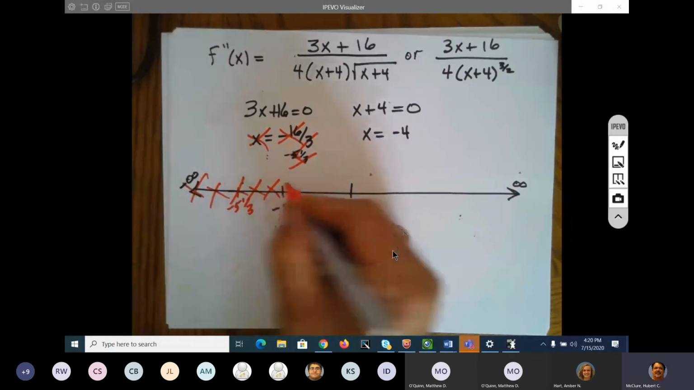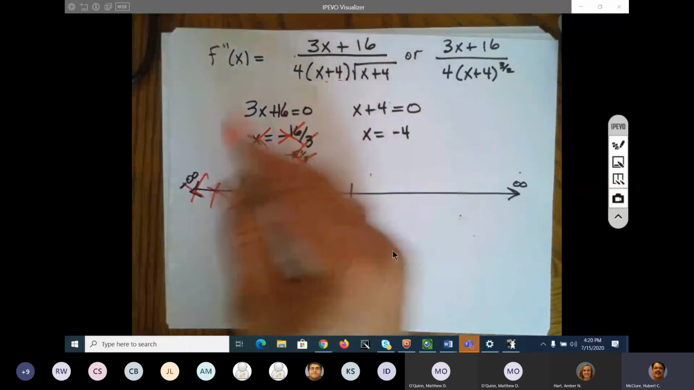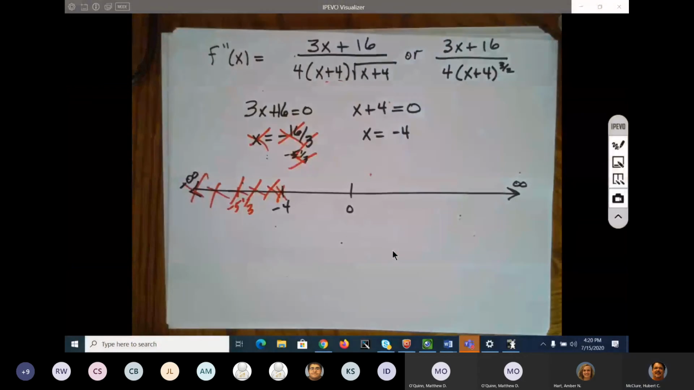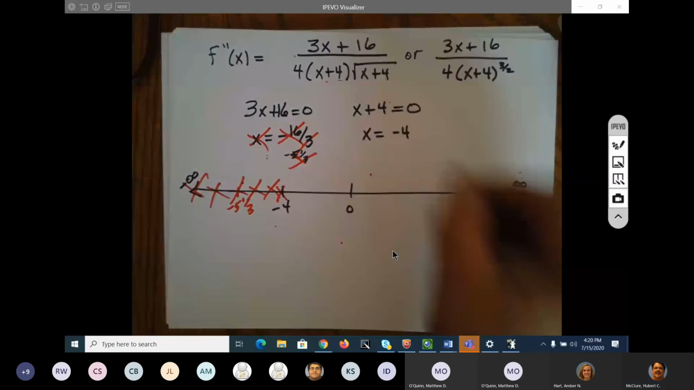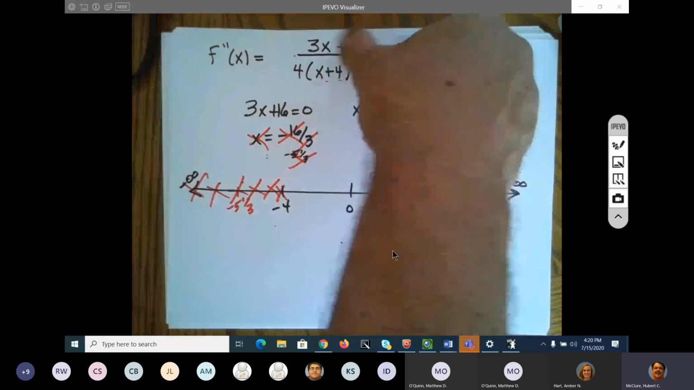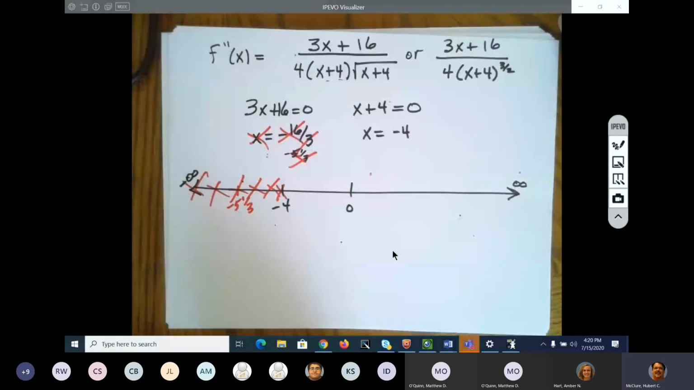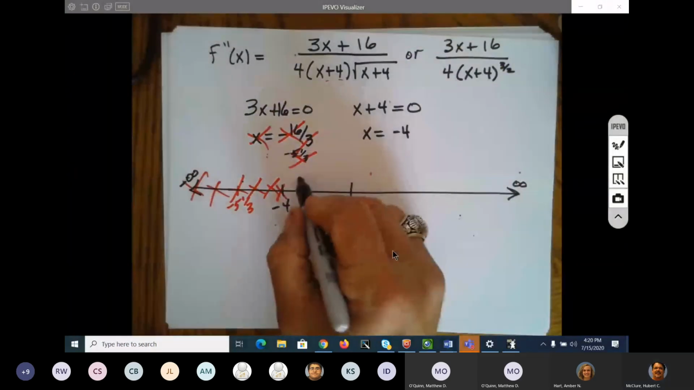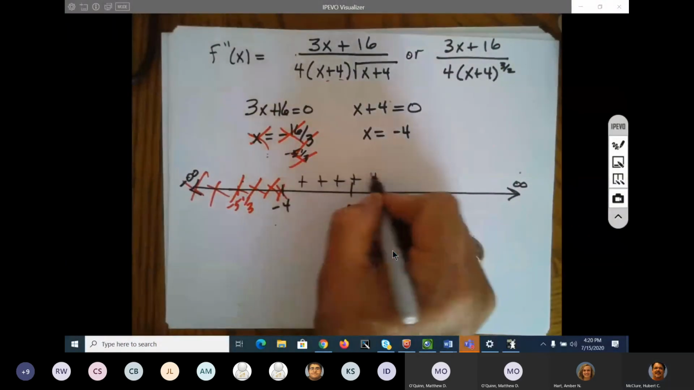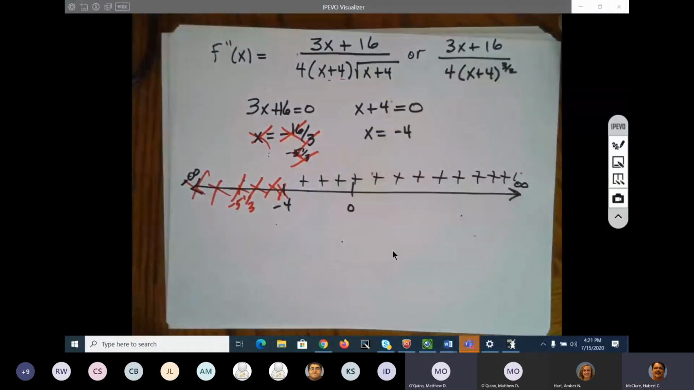Technically, you don't want to put a 0 there because that'd make a 0 here and that'd blow up the function. So it's non-inclusive of negative 4. So we just got 1 point to pick, 0. 0 gives you a positive. So it looks like this function is all positive. Looking positive. All right, negative 4.